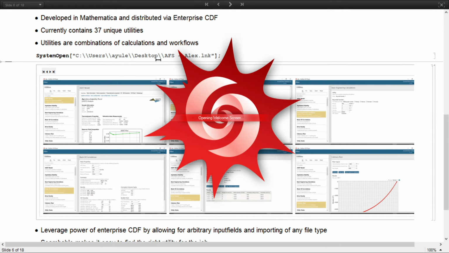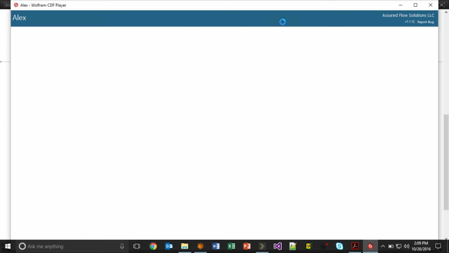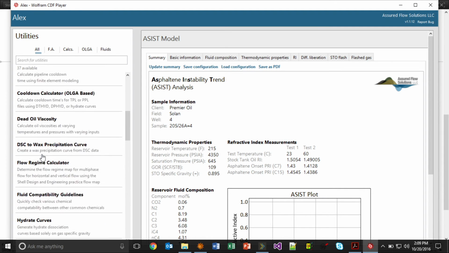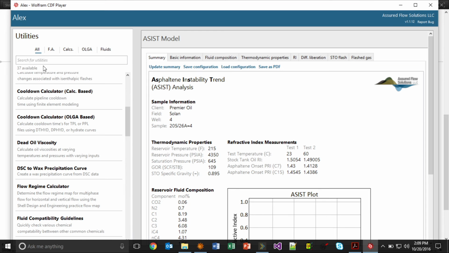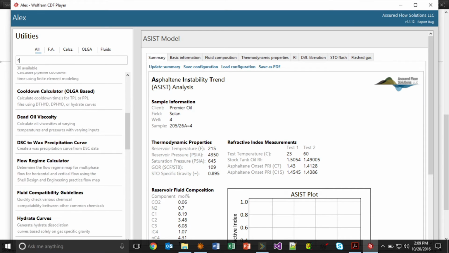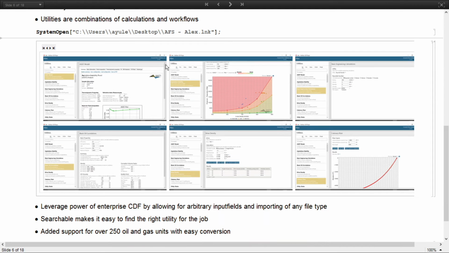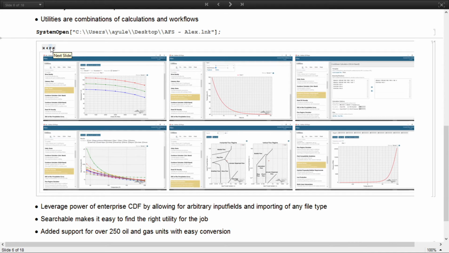I can open it really quickly. Like I said, it runs in a CDF, and over on this side, we've got your main utility panel, and each one of these are unique. Over here on the left is where you've got a list of all the available utilities, and you can do some nice searching if you need to search for a particular thing, and it'll filter the list. So that's what it looks like. Here's a better way to look at some of the unique utilities that are available in it, and these are just some of them, not all of them, but just to give you a quick highlight.